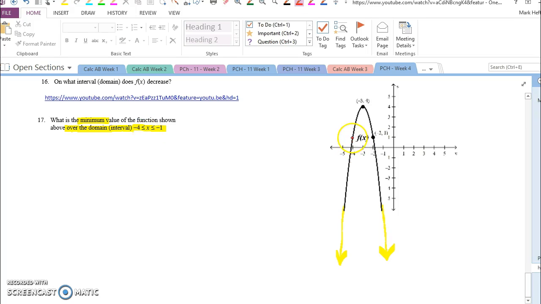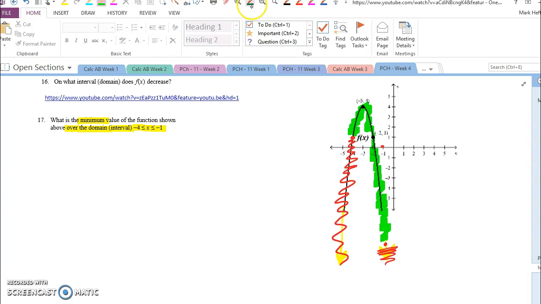And here's -4. So we would have to get rid of everything there. And then -1 is right here. Well, that hits the graph somewhere down here. We don't know where. We'd have to get rid of the graph everywhere below that. We're just looking at this part of the graph, and we want the very minimum number. So hopefully you can see it's down here.